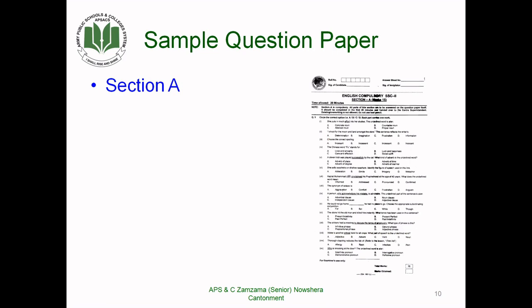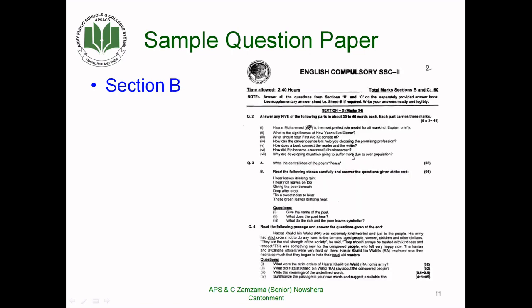In the sample question paper, let us first discuss section A. Section A has 15 marks, and as you can see, there are 15 MCQs. You have to choose the correct option, and these MCQs are from the textbook and grammar work. Section B has 34 marks, and there are 3 questions: question number 2, 3 and 4.